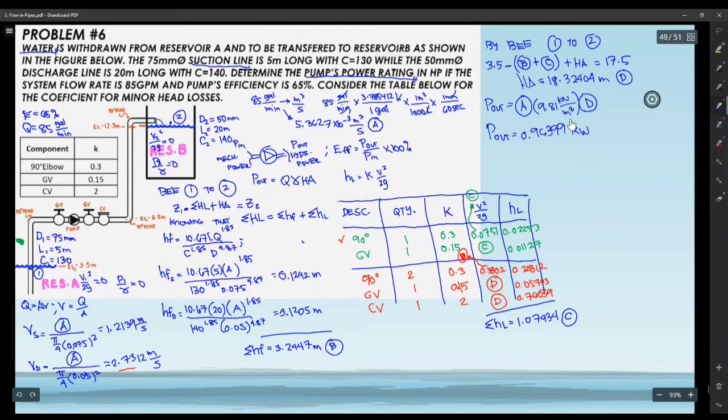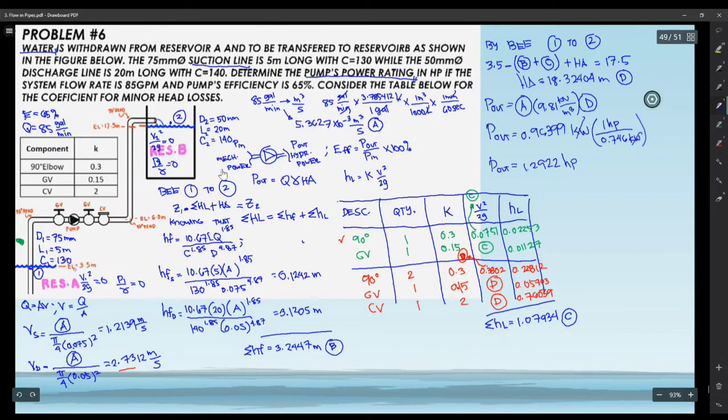Pero gawin natin, i-convert natin siya in terms of horsepower since yung mga pump naman natin kapag humanap ka sa market, most of the time naka-horsepower siya. So again, ang 1 horsepower is equivalent to 746 watts or 0.746 kilowatts. So divide mo lang ng 1,000. Okay, so cancel. So the equivalent value in terms of horsepower is equals to 1.2922 horsepower.